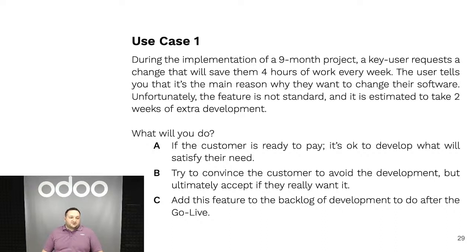Option A, if the customer is ready to pay, it's okay to develop what will satisfy their need. Option B, try to convince the customer to avoid the development, but ultimately accept it if they really want it. And then option C, add this feature to the backlog of development to do after the go live. So let's see if any of the viewers want to answer.